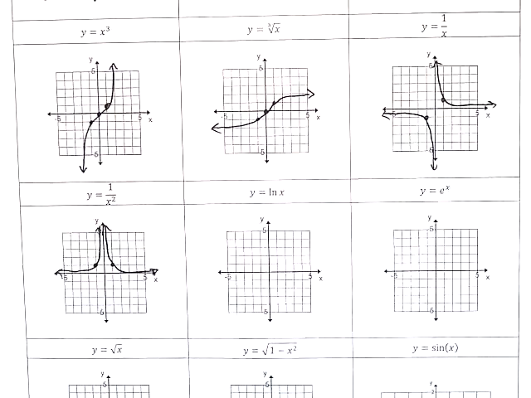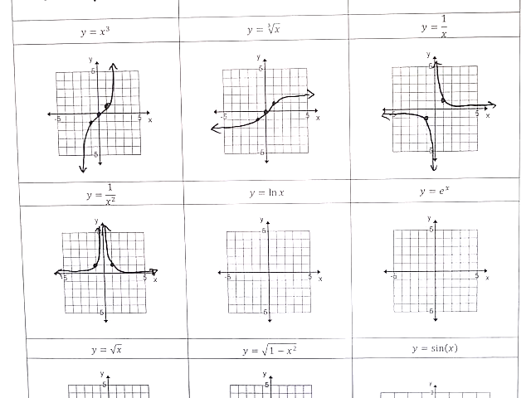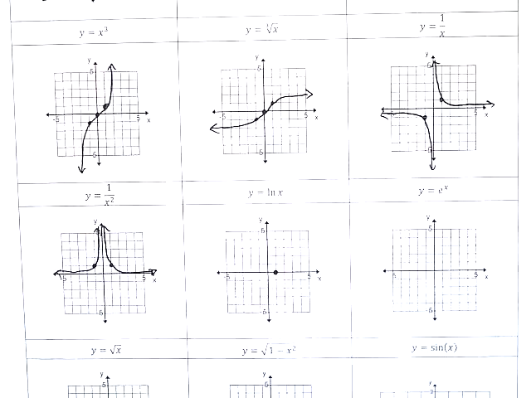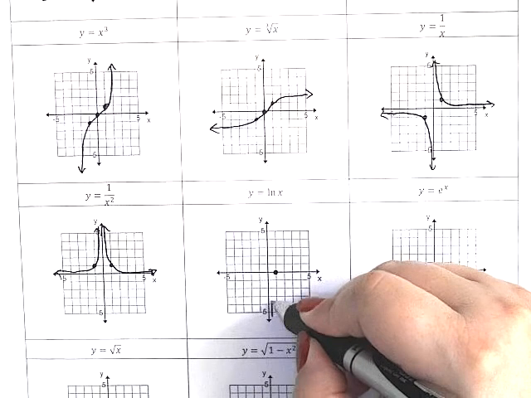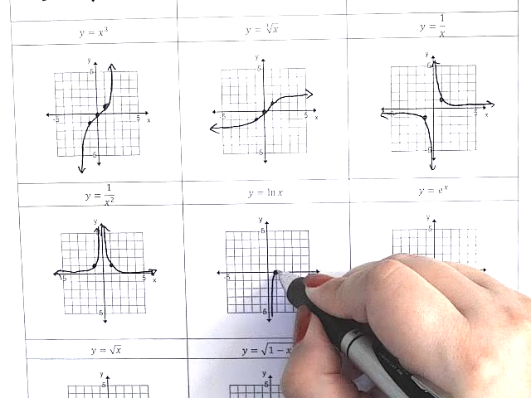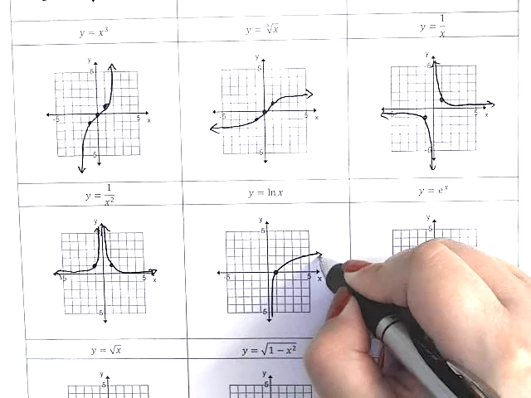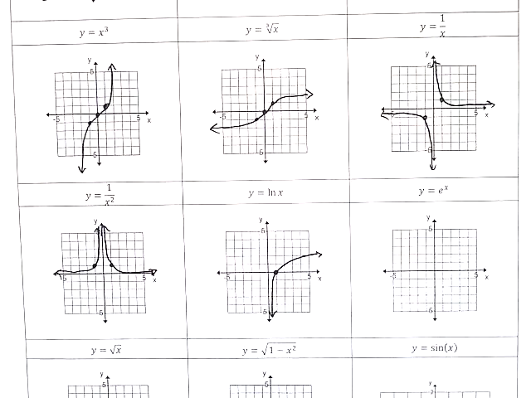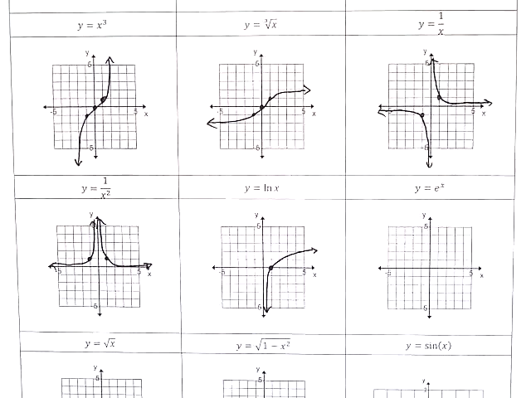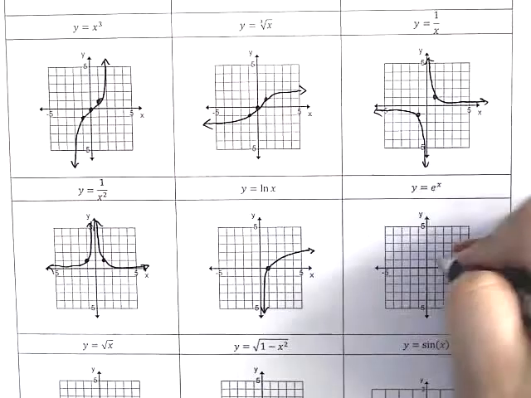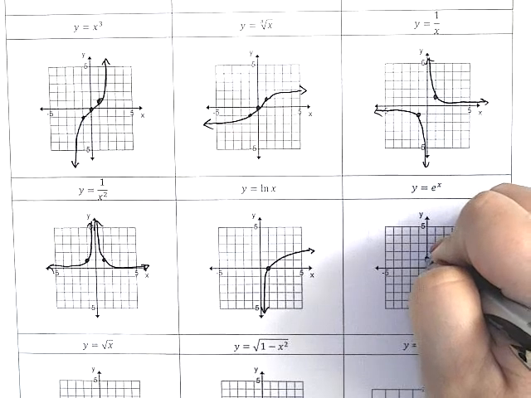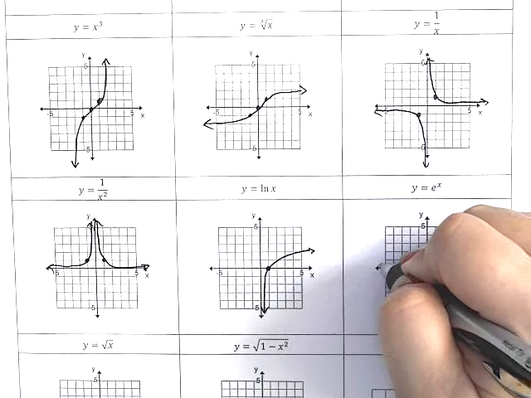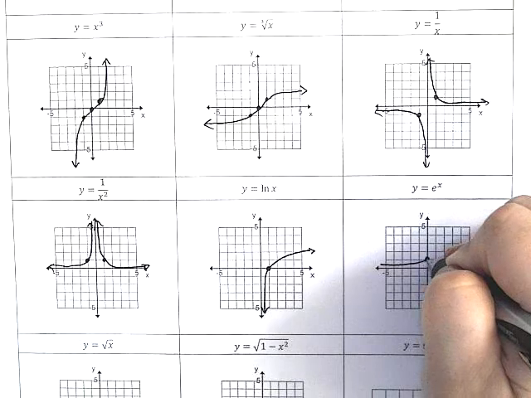The natural log of x has the point 1, 0. And it's got a vertical asymptote at 0, and then it grows very slowly as you get bigger. E to the x is an exponential function with a base e, so we have the point 0, 1, and it has a horizontal asymptote at 0, and then it shoots up.